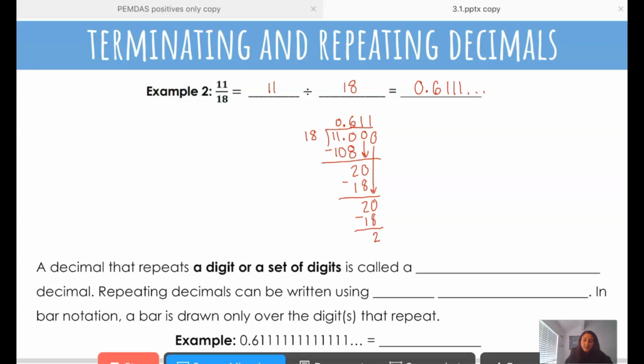So a decimal that repeats a digit or a set of digits is called a repeating decimal. And repeating decimals count as rational numbers because, like you can see, it can be written in the form of a ratio or fraction, because that repeating decimal was 11/18 as a ratio. Repeating decimals can be written using bar notation, and that is when you put a bar over the repeating digit or the set of digits. So in this one, we would rewrite 0.61111 as 0.61 with a bar over the digit that repeats. In this case, it's the 1.